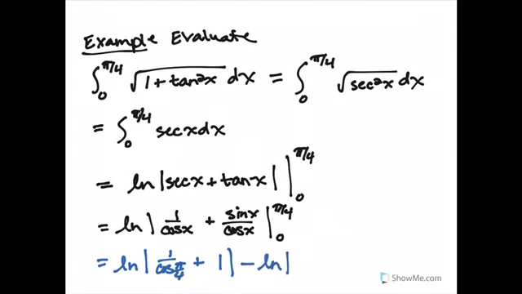Minus natural log of, cosine of 0 is 1. So that first term is going to be 1. And sine of 0 is 0 divided by the cosine of 0, which is 1. So that's going to give us a 0 there. So my second natural log here is going to be natural log of 1, right? So that whole term is going to go to 0.